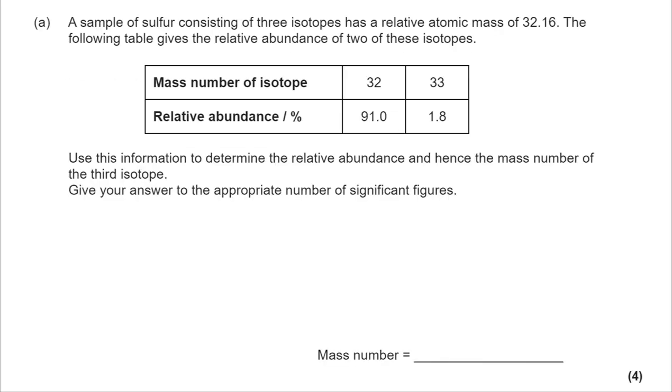We've got a sample of sulfur with 3 isotopes. We've only been told about 2 of them, but we do know its relative atomic mass. So we've got the relative abundance of 2 of the isotopes. We need to know what the mass number of the 3rd isotope is. So I've color-coded to get lots of the information in so we can see how we're going to get there.